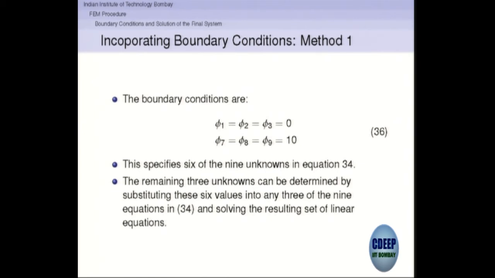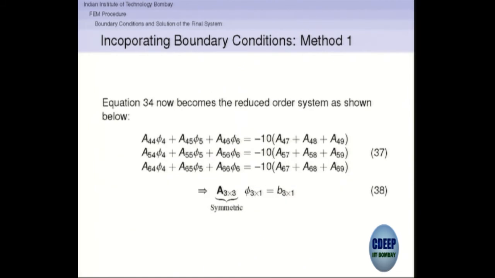As I told you, this is a very trivial problem and you don't require FEM or any other technique to solve it, but just for the sake of understanding I have taken this problem. Out of 9, you already have 6 potentials known, which is not so in a practical case. In actual practical problems, very few nodes have known potentials and the remaining large number of nodes are unknown. So when you impose the boundary conditions, that 9 by 9 matrix basically reduces to a 3 by 3 matrix, is it not?